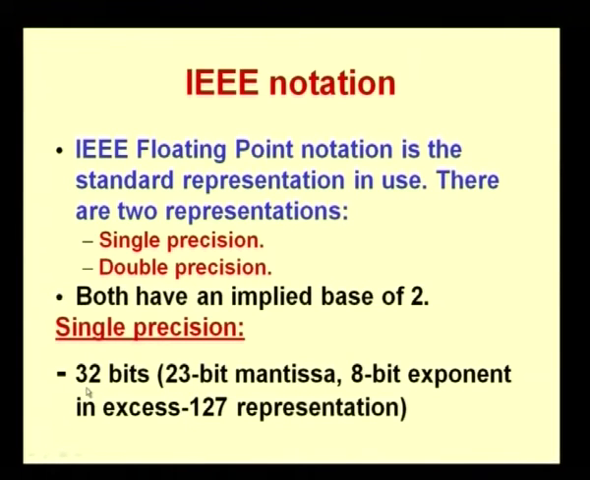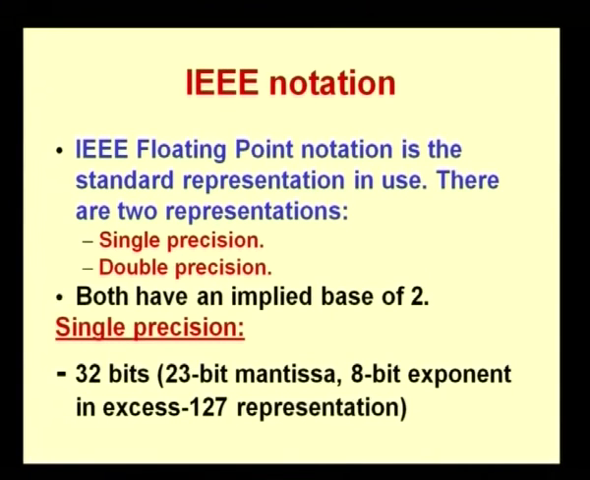The single precision representation is very similar to what we saw earlier, but with a slight difference. In this 32-bit single precision representation we use 23 bits for the mantissa, 8 bits for the exponent, and these 8 bits are in the excess 127 representation. Obviously there is 1 bit for the sign bit. So, 23 bits for mantissa, 8 bits for exponent, 1 bit for the sign bit.